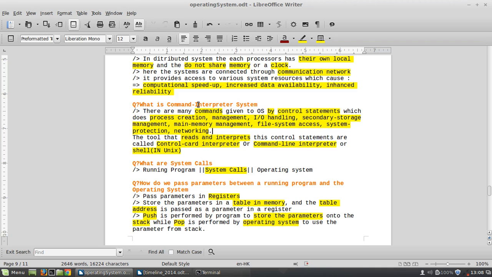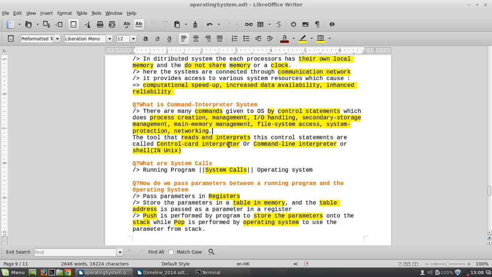And this is all about the command interpreter system. The tools that read and interpret these control statements are called control card interpreters, or they can also be called command line interpreters or shell. The most widely used is the shell in Unix. Okay, what are system calls then?